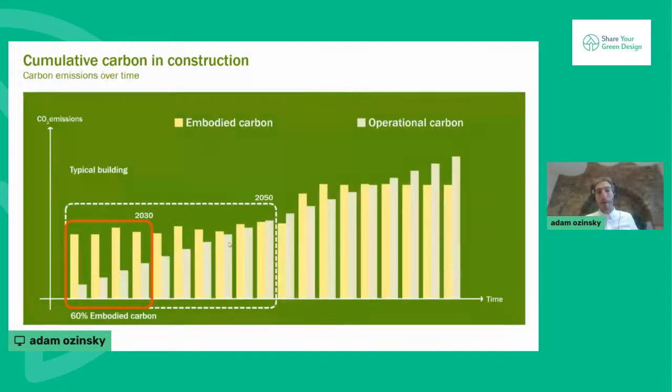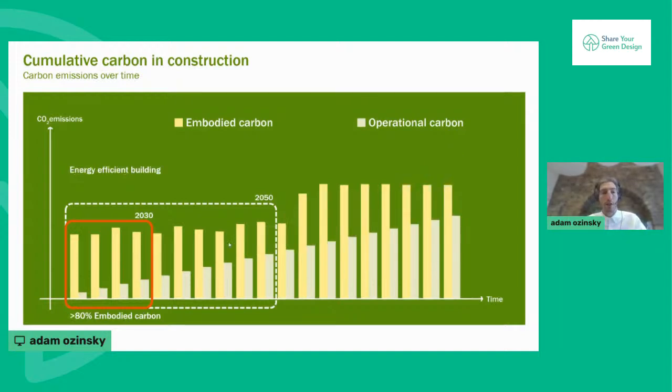If you imagine putting both the embodied and operational emissions on the same graph and stretching out in time, you might see in the UK a typical building at the moment is 60% embodied carbon up front. But a really efficient building, the sorts of buildings that we're designing now, are mostly embodied carbon, certainly initially, and the operational carbon may never exceed the cumulative embodied carbon.